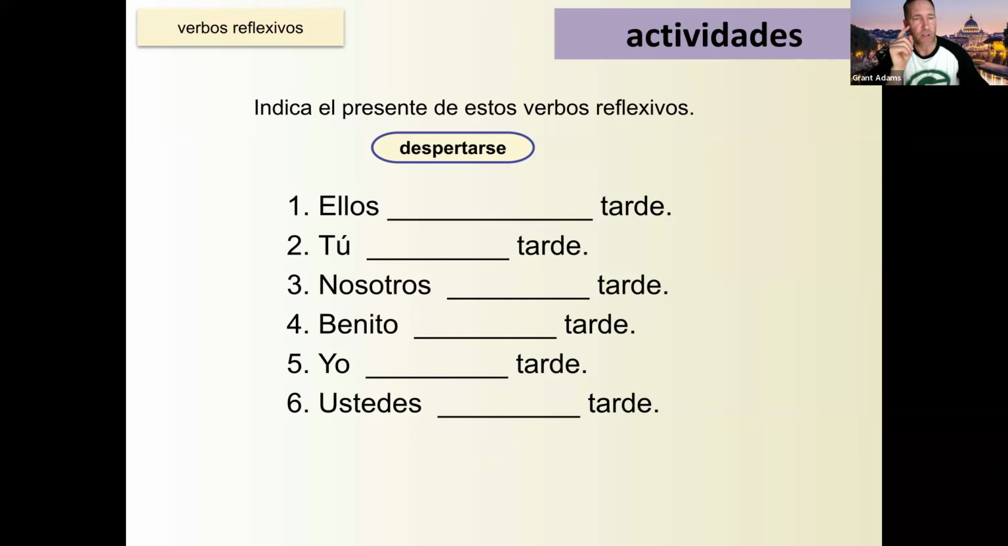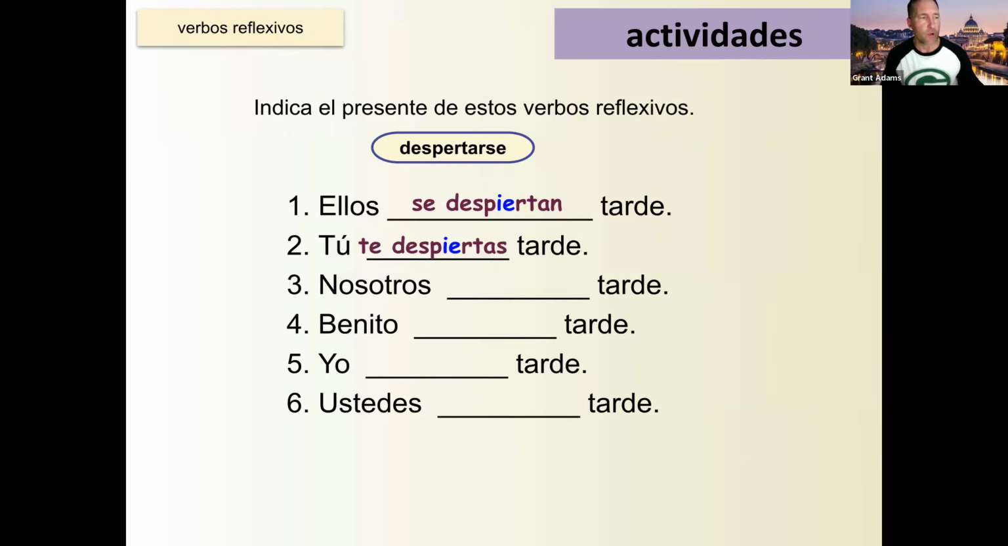So let's see if you guys could figure it out. They wake up late. I'm going to give you the first one to help you. Ellos se despiertan tarde. Notice how we have that se in there? There's a stem change happening. That's why I put it in blue. Ellos se despiertan tarde. Okay, muy bien, Victor. ¿Cómo se dice número dos? You wake up late. ¿Cómo se dice you wake up late? Muy bien, Shannon. Muy bien, Sarita. Okay, Chris. Excelente. Amanda, perfecto. Tú te despiertas tarde.